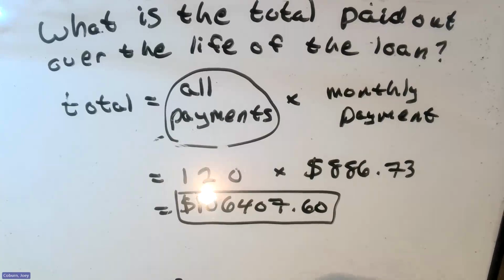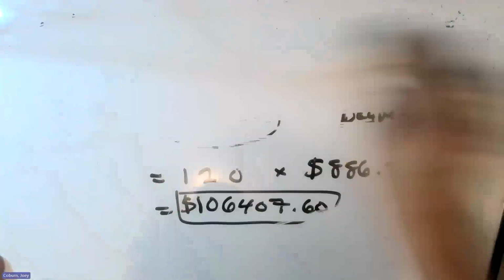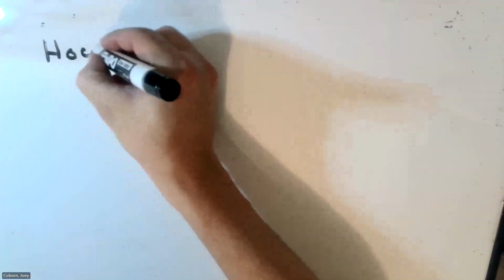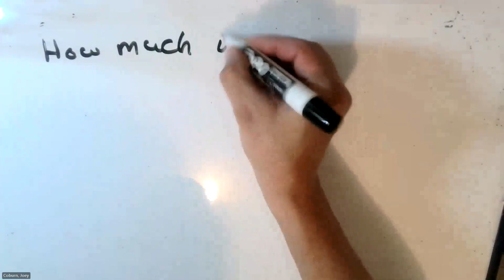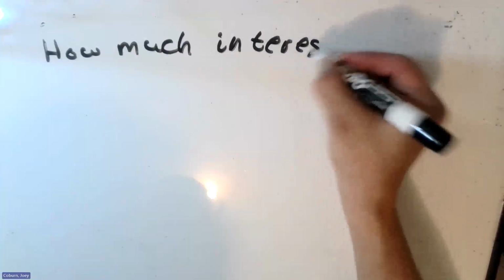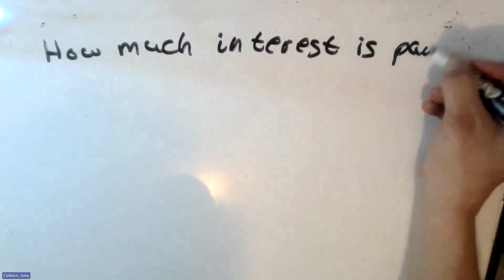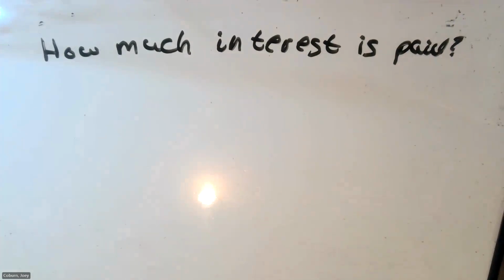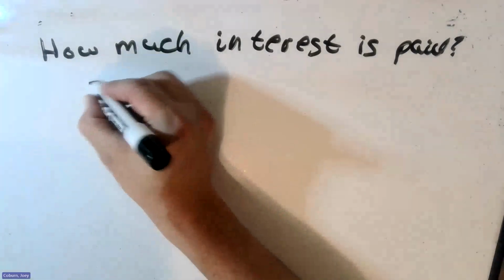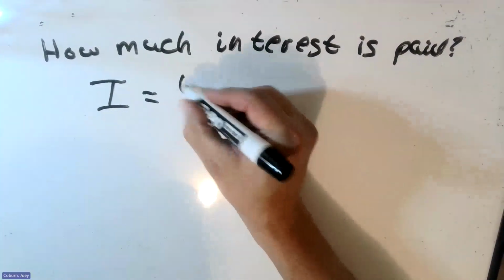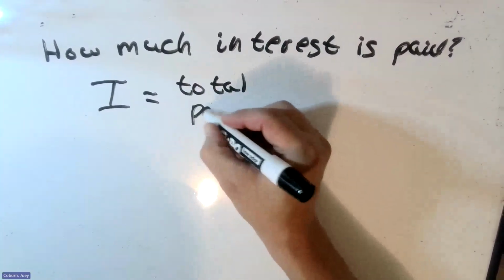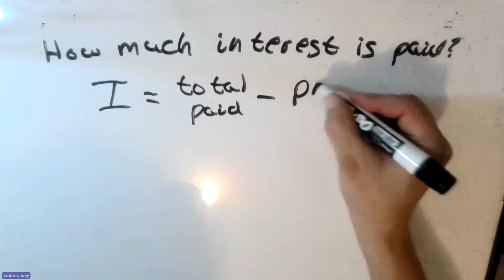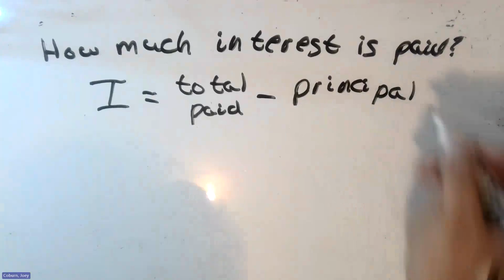All right. There's one last question they might ask. It's going to be this: How much interest is paid? And the way we find interest, it's going to be the total minus the principal.